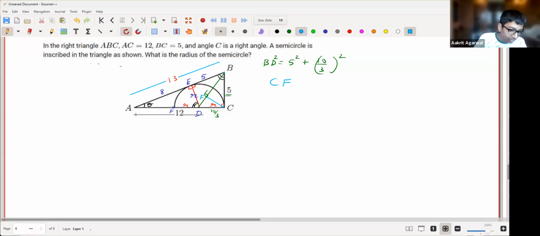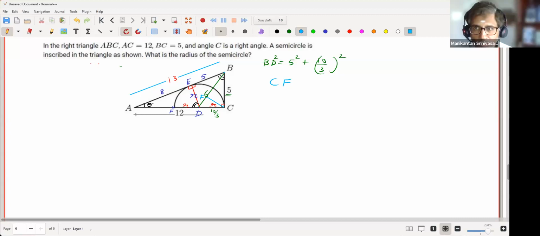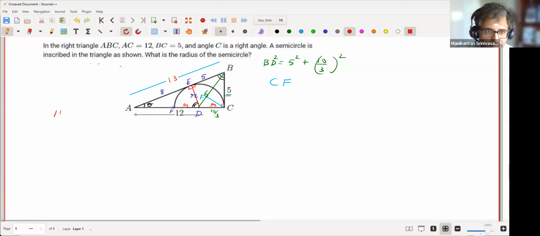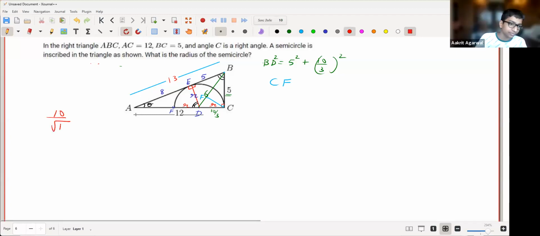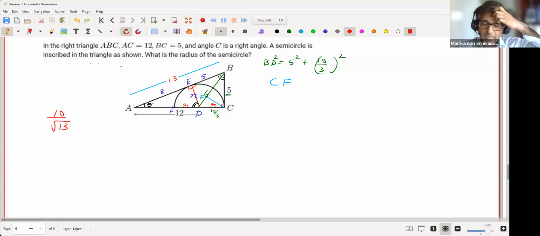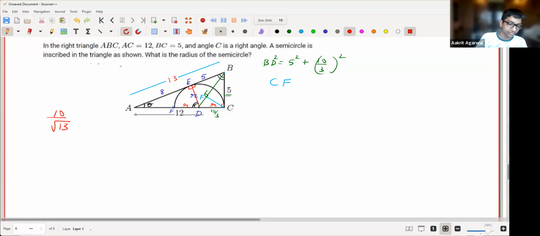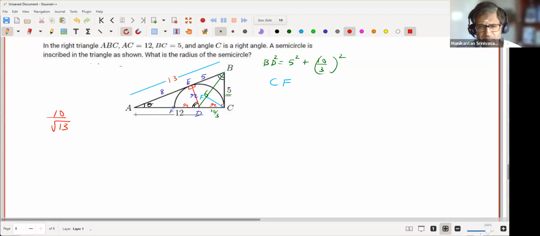So 10 by root 13. Yeah. How much will it approximately be? It'll be around 3, right? It's a little bit less than 3, right? Yeah, less than 3. And lengthwise, it seems reasonable.